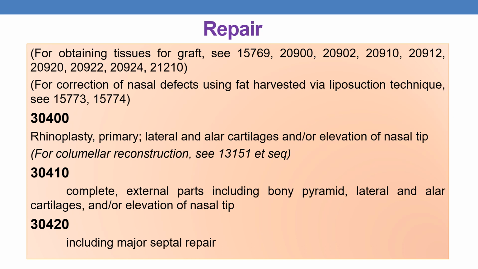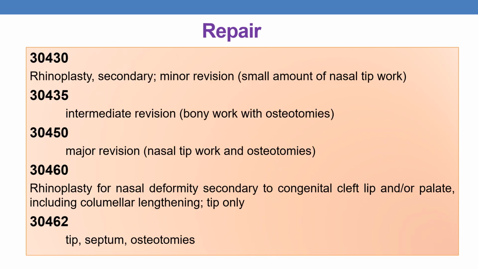The next is 30420. Rhinoplasty, complete, including major septal repair. Whenever complete rhinoplasty is performed along with major septal repair, the CPT is 30420. The next is 30430. Rhinoplasty, secondary, minor revision, for example, a small amount of nasal tip work. The next is 30435. Rhinoplasty, secondary, intermediate revision, that is bony work with osteotomies.